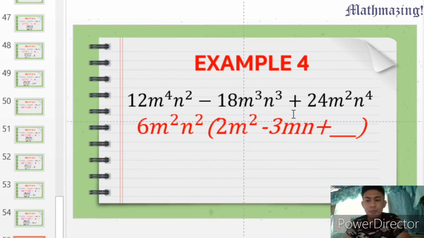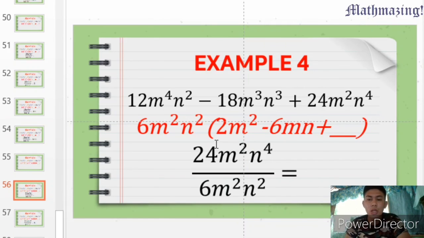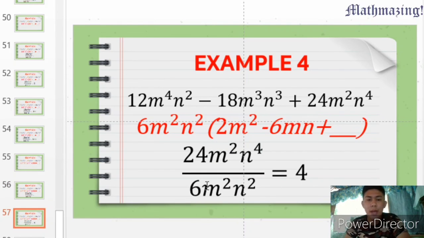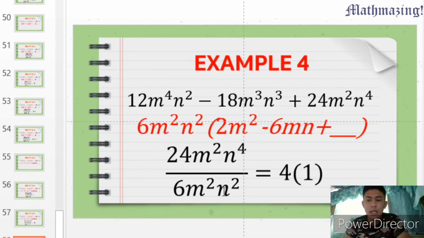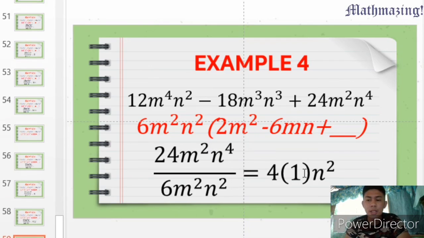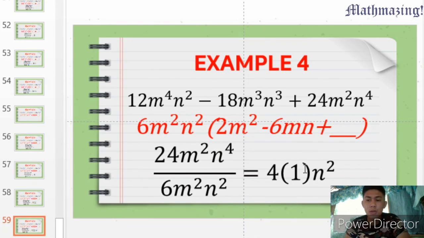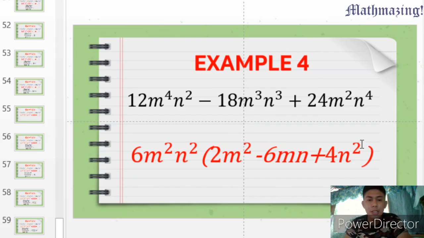So, ayan. Next naman, we have 24m squared n raised to 4 divided by our GCF. So 24 divided by 6, the answer is 4. M squared divided by m squared, the answer is 1. Okay, then we have n raised to 4 divided by n squared, the answer is n raised to 2, or n squared. So 4 times 1, the answer is 4. 4 times n squared, the answer is 4n squared. So yun yung ilalagay natin ngayon sa ating third blank.